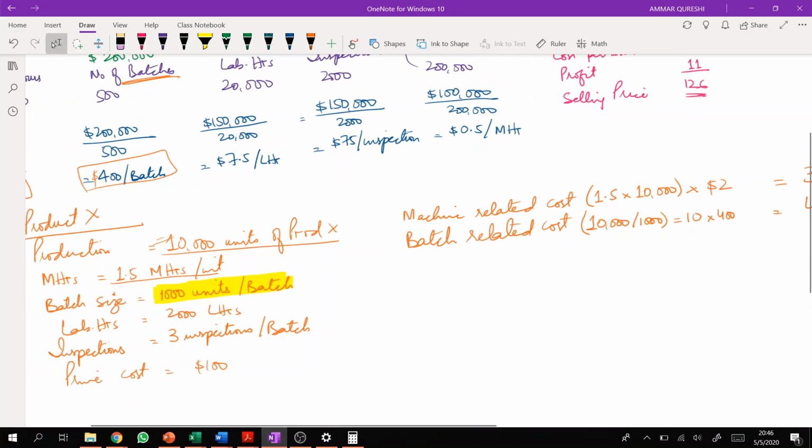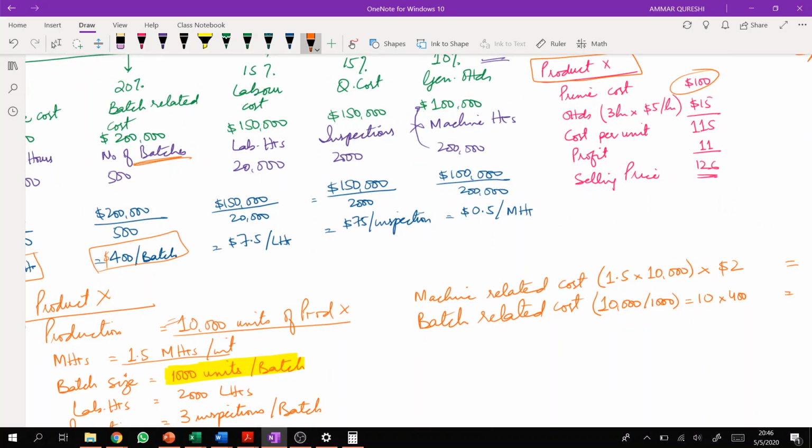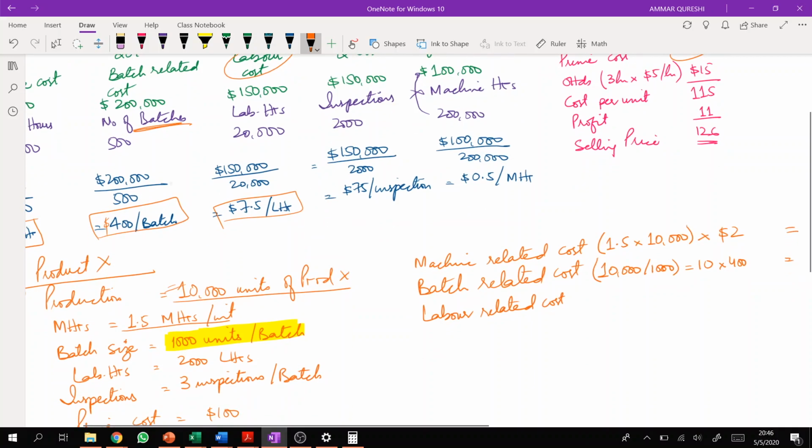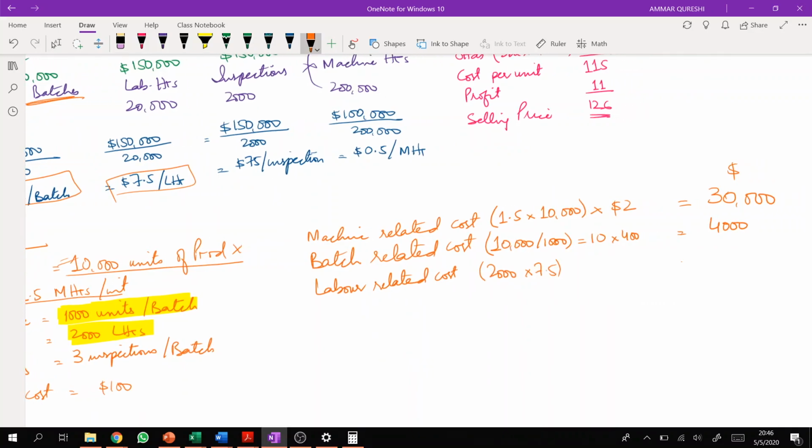The next is labor related cost, right? Labor related cost is 7.5 per labor hour. So we need to multiply 7.5 with the labor hours. Labor hours are already given. Labor hours are 2000, so we multiply 2000 with 7.5. It's going to be around 15,000, right?